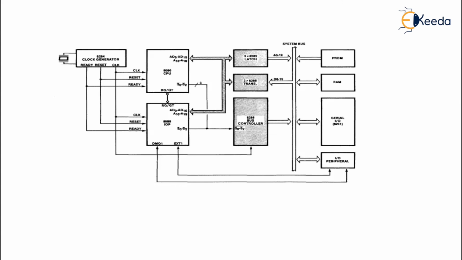The system bus is directly connected with the help of the latch, transceivers, and the bus controllers, which are directly connected with the 8086 CPU and the 8089 IOP, the input output processor. These are connected with the system to generate three types of signal, that is clock, reset, and ready signal, which are interlinked with each other for performing different operations, that is the grant and revoke type of operations which are present.